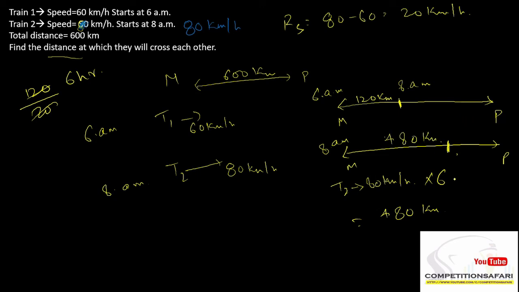So yeah, we have our answer. The distance which train 2 will cover is 480 kilometers before it crosses train 1. Next question.